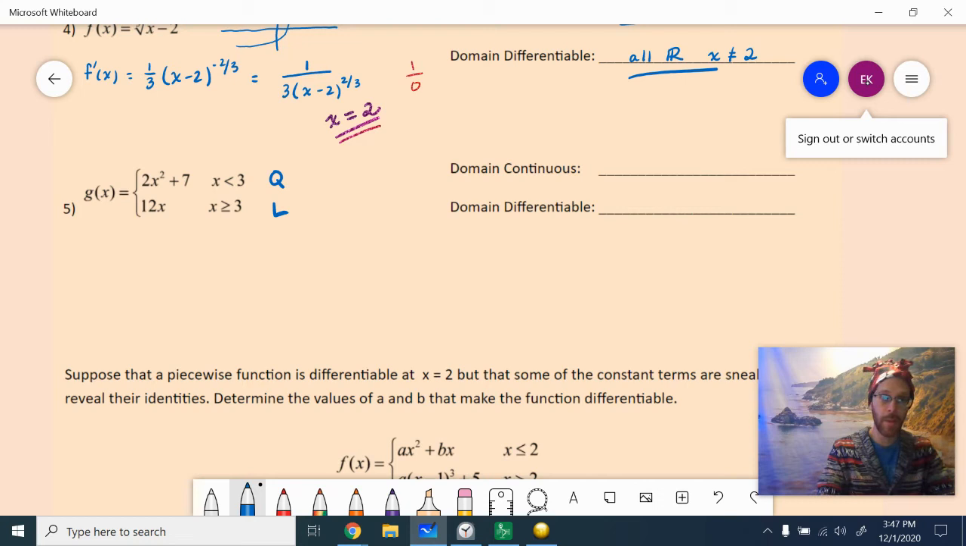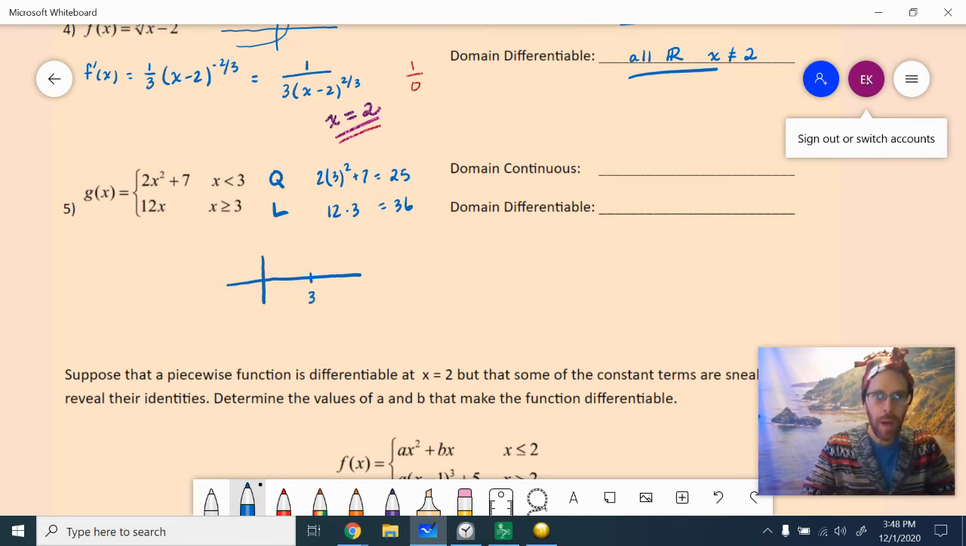So what I'm going to do is plug 3 into both of them. Let's see, 9 times 2 is 18, plus 7 is going to give us a 25. 12 times 3 is going to give us a 36. Oh, snap. You know what that means? That means that right here at my buddy 3, one of the functions is down here, and the other one is up here, right? There's the 36. There's the 25. So this one is continuous everywhere except at 3.